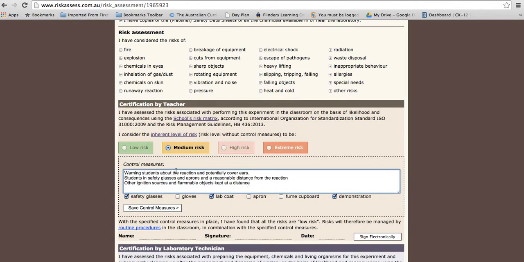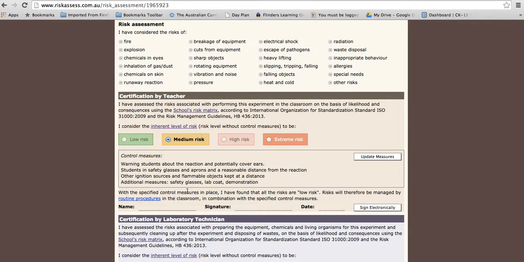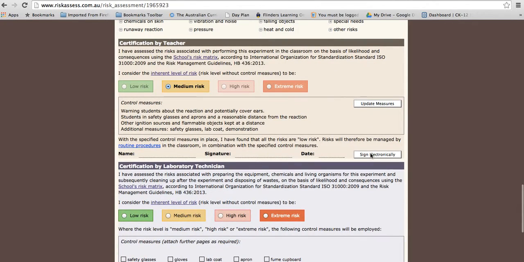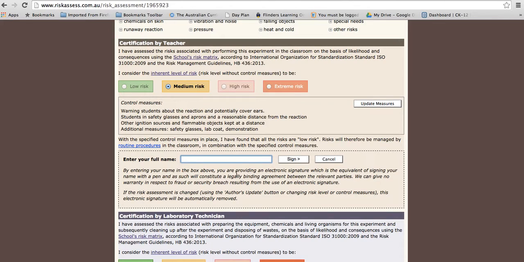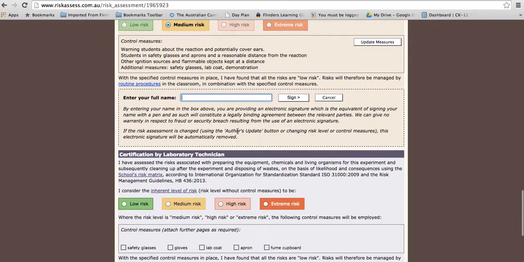So you're saying, I've thought about the risks involved with this experiment, I've been through the risk assessment, these are the control measures I'm going to put in place. Okay, once you're happy with those, you would save them and you would sign off electronically. Now remember, by signing electronically, it's the same as if you signed it by hand. It's legally binding. You're saying that you've risk assessed this practical, that you have done all of these things mentioned up here, so that is really important.